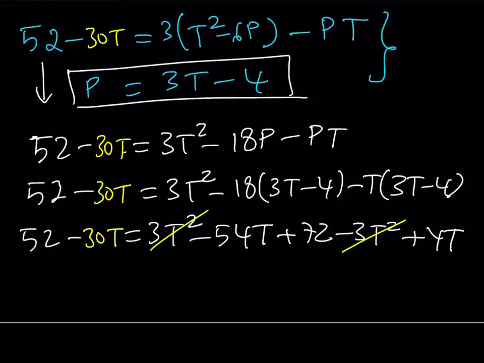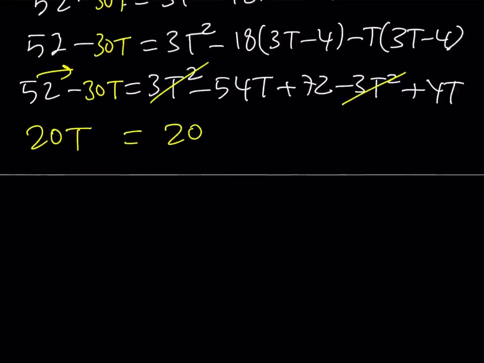Now, we can go ahead and put, let's see, negative 50t plus 50t. So that's going to give me 20t here. And if I subtract the 52 from the 72, I'm going to be getting 20. Awesome. Yay, I got the value of t. From here, I'm getting t equals 1.